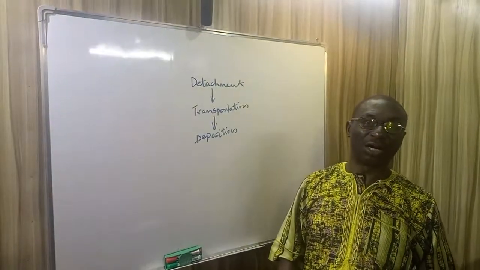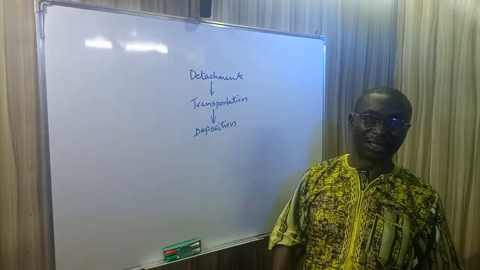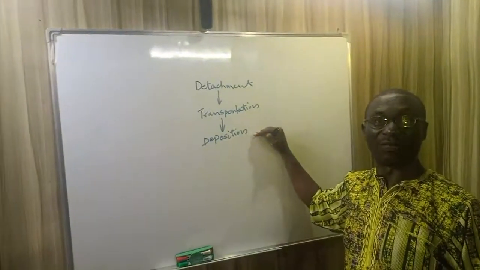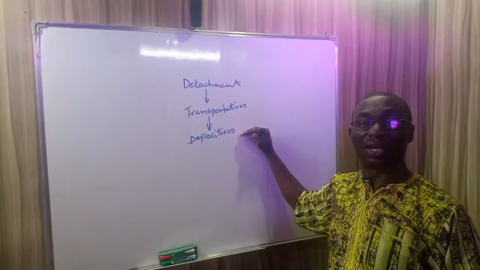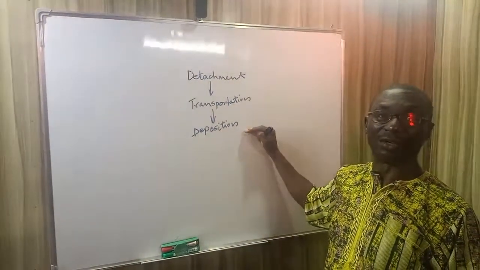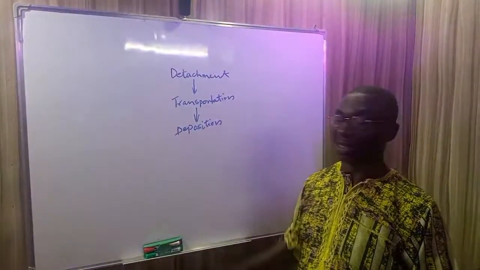So in erosion, you have losers and you have gainers. Those around the place of detachment have lost their soil, while those around the position of deposition have gained. If it is a good soil, they have gained good soil for their agricultural activities. But if it is not, it has also affected them.